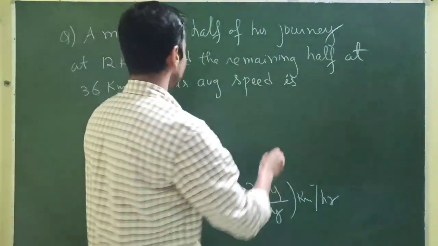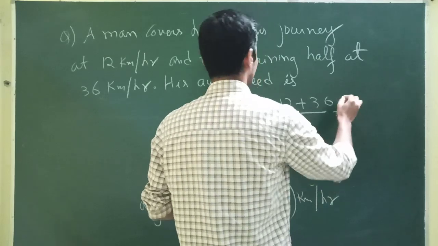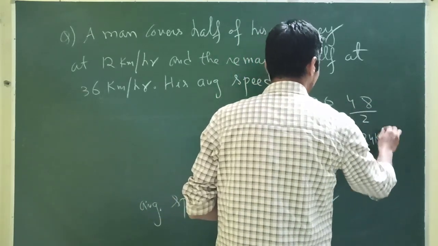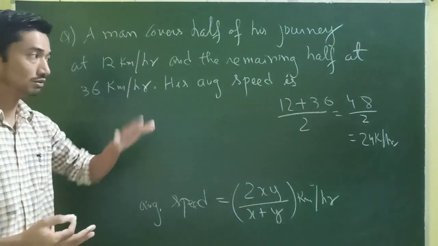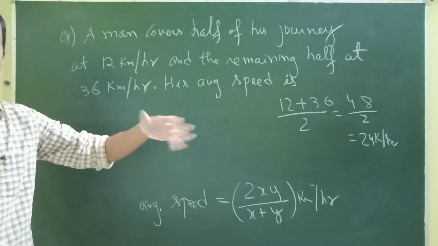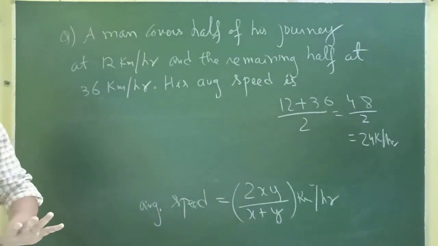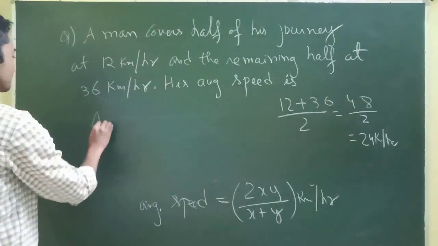His average speed is generally, most of the times, what do we do? We do 12 plus 36 divided by 2. That's going to be 48 divided by 2, 24 kilometer per hour. That's what we do generally, average speed. We get 24 kilometers per hour. Let's see, is it really 24 kilometers per hour?